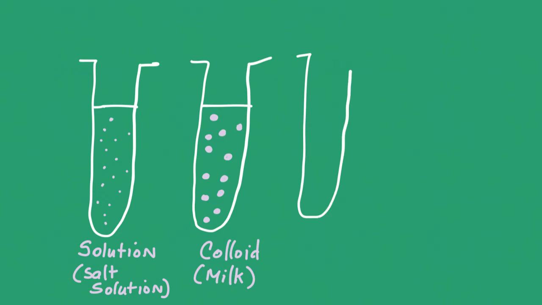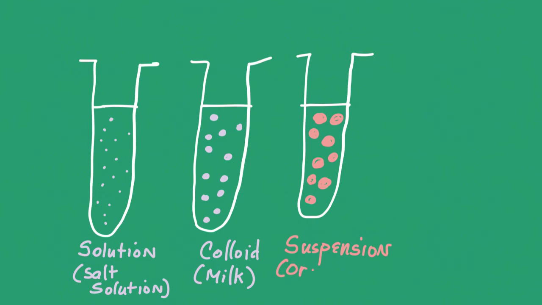The third example is a suspension, where the solid and liquid parts separate if they are allowed to sit for a long period of time. A good example of that would be orange juice. The pink circles that you see here are like the pulp in the orange juice, and so when you leave it for a long period of time, they tend to settle.